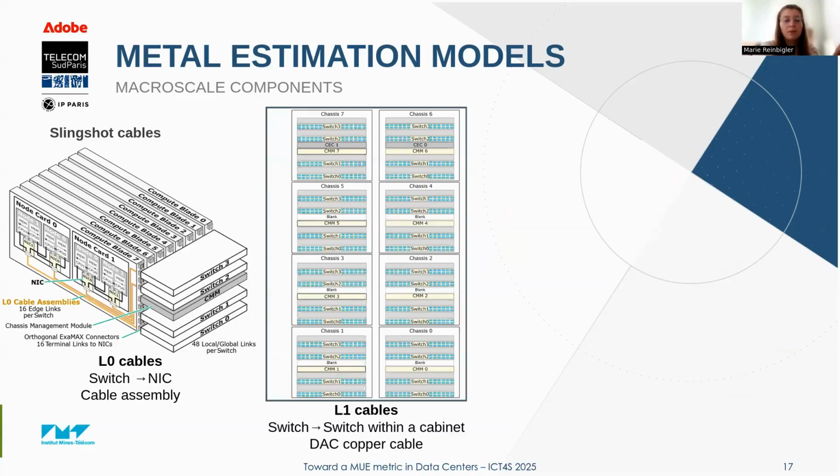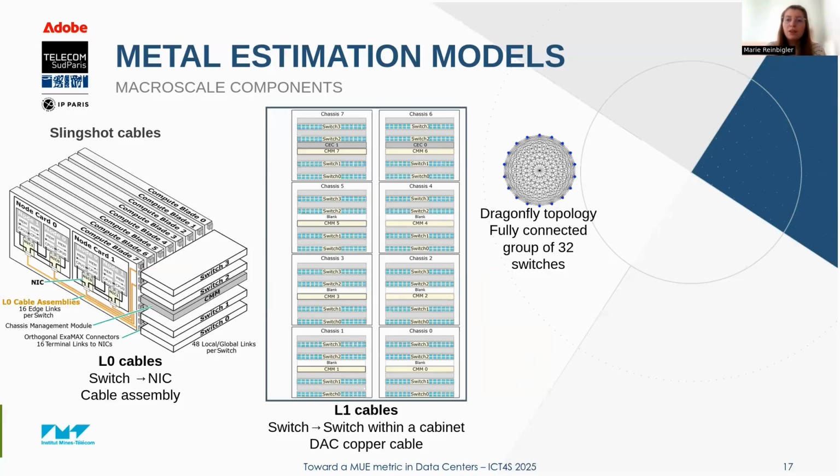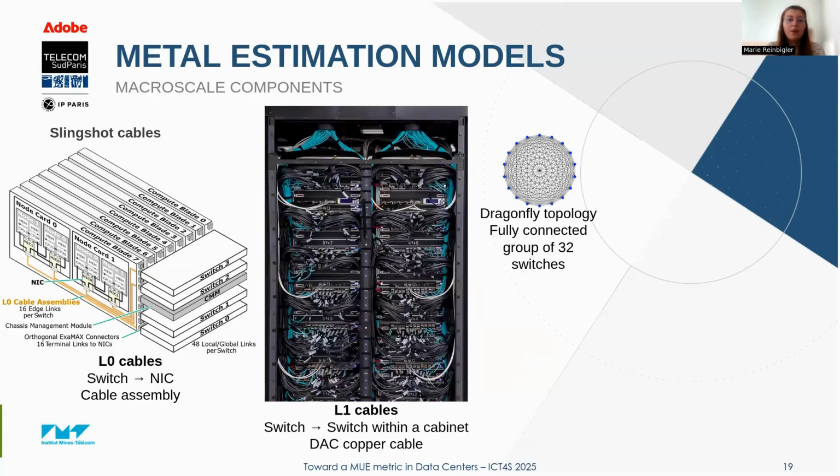Then to make possible the communication between the different nodes inside the compute cabinet, we need to have L1 cables, which will connect one switch to another. And because we have a dragonfly topology where we have groups of 32 switches fully connected, one switch will be connected to the 31 other switches of the same cabinet. And this is how it looks in reality. And now, to have a full dragonfly topology, we need to interconnect the different groups all together.